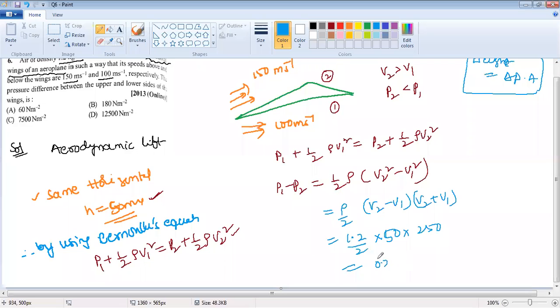0.6 into 50 into 250. So what is 0.6 into 50? This is 30. 30 into 250 should be equal to 7,500 Newton per meter square. So which one is the right answer? Option C is the right answer.